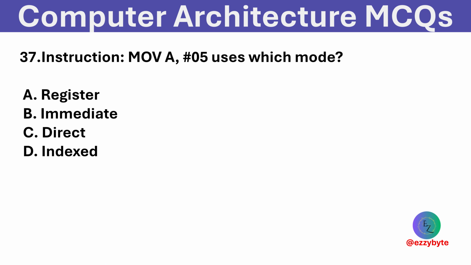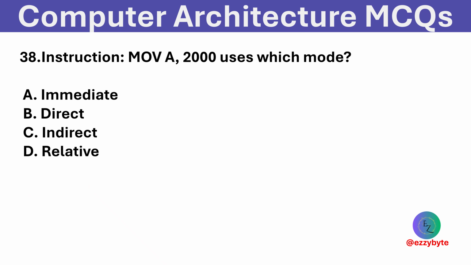Instruction: MOV A, immediate 05 uses which mode? Options are register, immediate, direct, and indexed. Option B is correct. The immediate 05 indicates the value is directly embedded in the instruction.